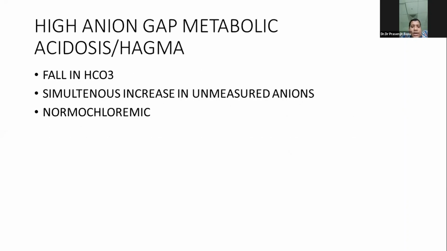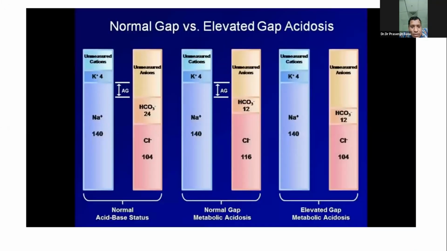High anion gap metabolic acidosis: a fall in bicarbonate with a simultaneous increase in unmeasured anion, normochloremic. Here is the interpretation of normal gap versus elevated gap acidosis.